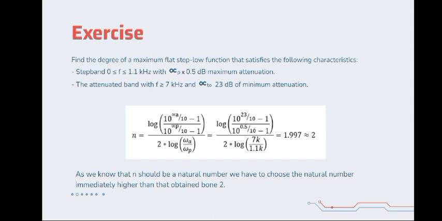Ready to start, we can find the order of the filter with the equation seen above. Replacing, it gives us 1.99, but as we know the order of the filter must be a natural number, we round it to 2.